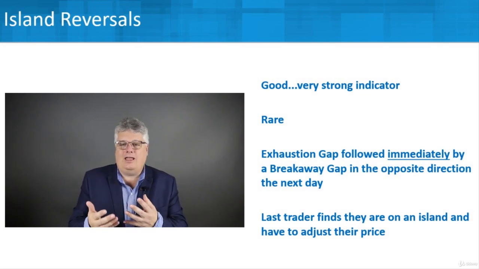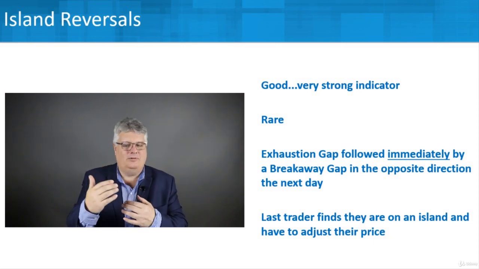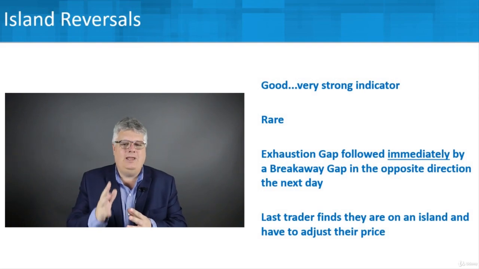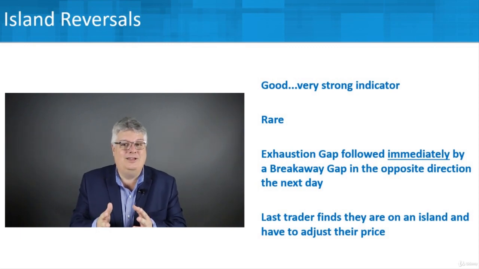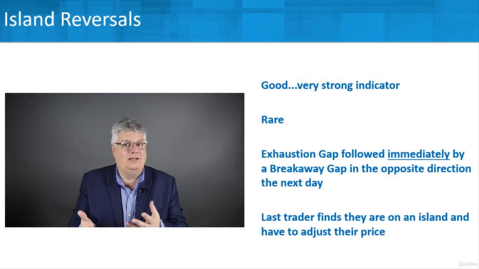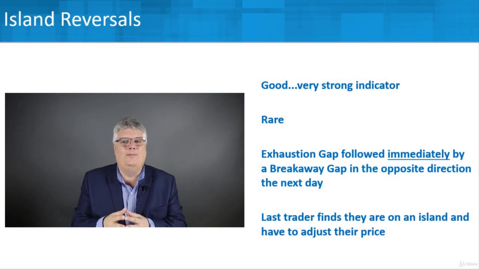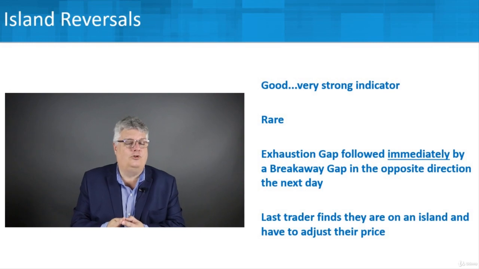And kind of what they are is an exhaustion gap, where it's been exhausted, as we learned about, and it's going to have this gap, followed immediately by a breakaway gap in the opposite direction the next day. So whichever way it's going, with that breakaway gap the next day, the last trader finds they're on an island by themselves, and they have to start adjusting their price either up or down to get back in step with people who are willing to buy and sell or trade with them, and are basically looking at maybe a different way the trend is going to go.